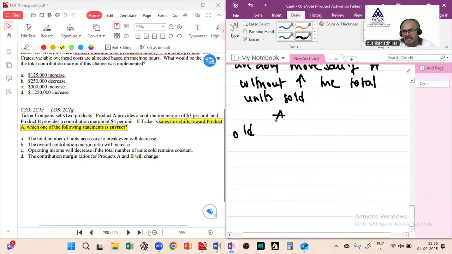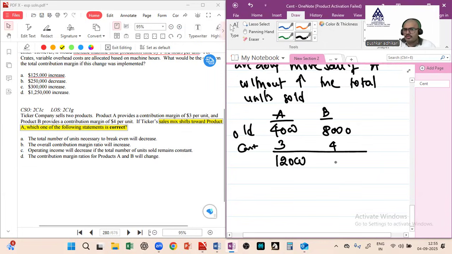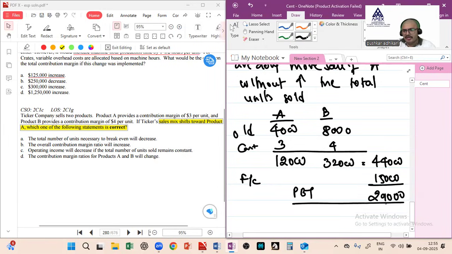So in the old scenario where A was 4,000 and B was 8,000, and A had a contribution of 3 and B had a contribution of 4, I was looking at a total contribution of 12,000 and 32,000, which is a total of how much? 44,000. And my fixed cost was how much? It was 15,000, which made my profit before tax 29,000 on my assumptions.